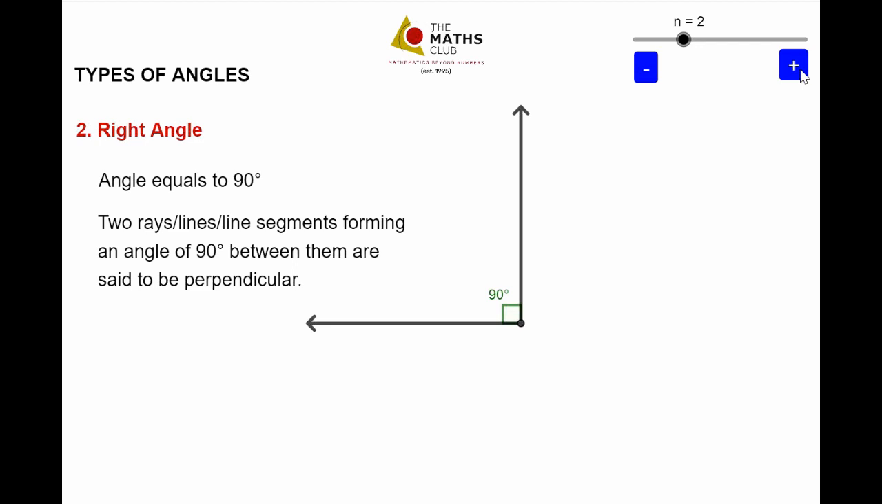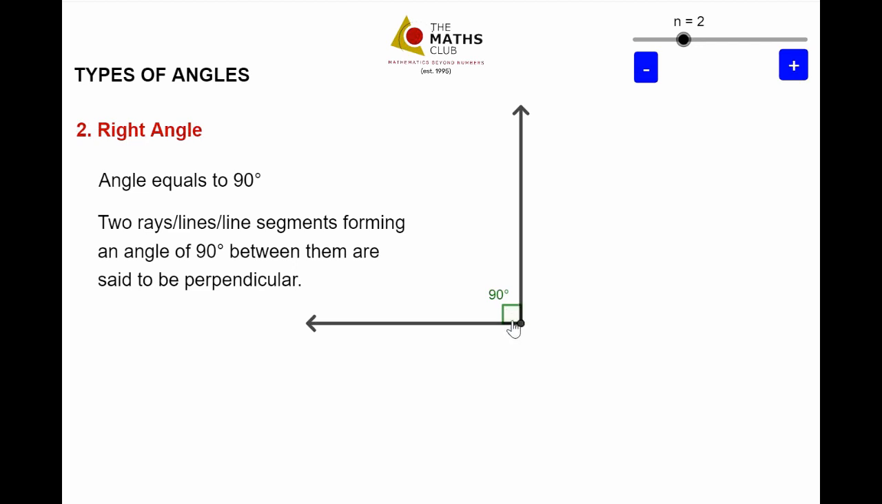The second one is a right angle. We probably know this one even better. A right angle is an angle which is equal to 90 degrees, and we know that if the two rays form an angle of 90, we say they are perpendicular to each other, and this is the sign that we use. Very important, even if we don't write 90 in mathematics.